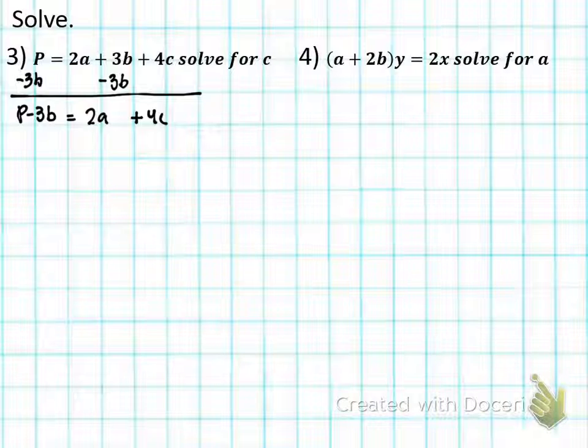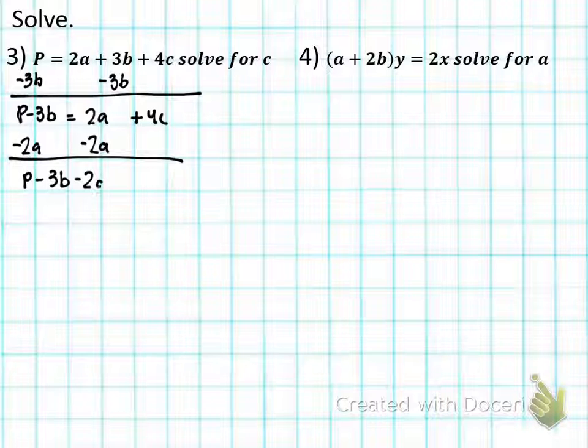What else can I subtract on both sides? We just subtracted 3b on both sides. What else is being added to c that I should subtract? 2a. Good. So we're going to subtract 2a on both sides. So we got p minus 3b minus 2a is equal to 4c. Okay? Next.